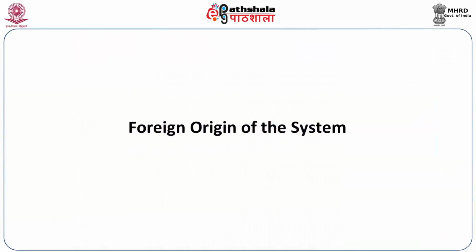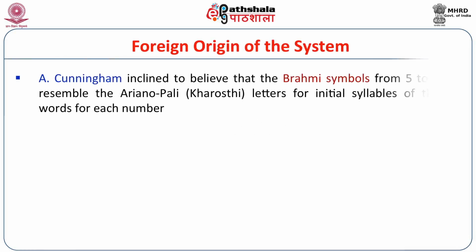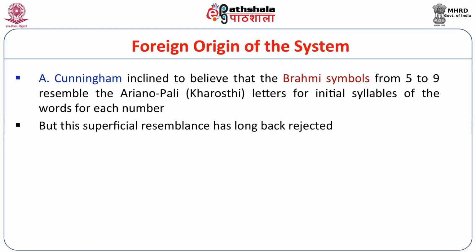Now there is another group of scholars who opine that the system originated in some foreign countries like Egypt or Babylon, and then was transmitted to India. The proponents of this foreign origin were mainly Cunningham and E.C. Bailey. Alexander Cunningham inclined to believe that the Brahmi symbols from 5 to 9 resemble the Aryano-Pali or Kharosthi letters for initial symbols of the words for each number, but this superficial resemblance was rejected.